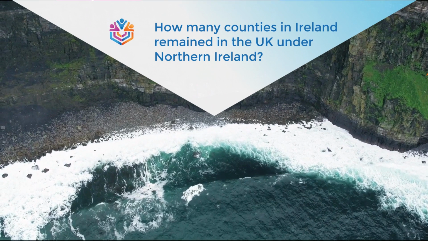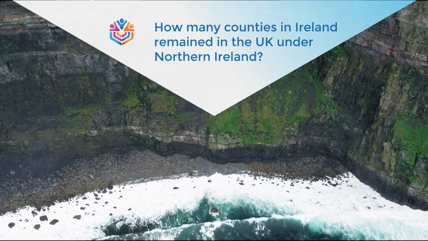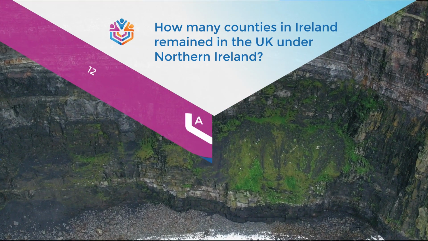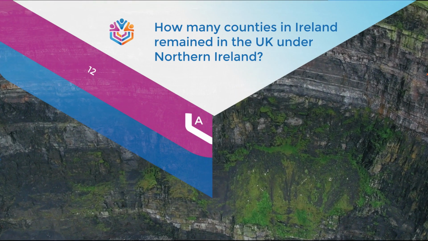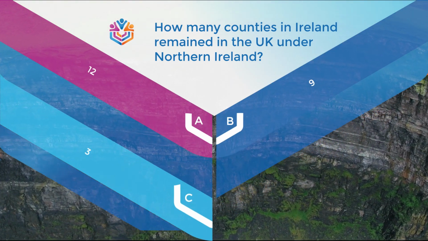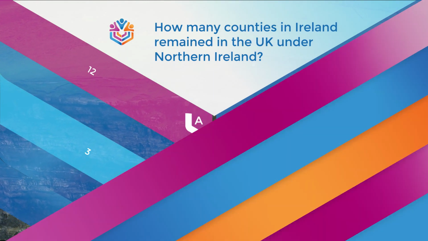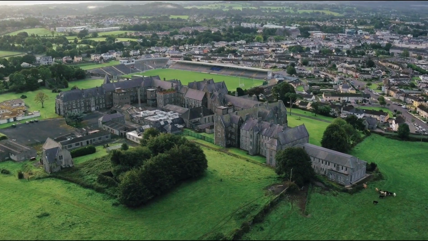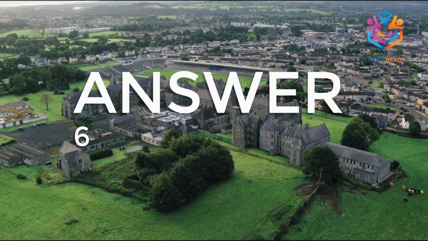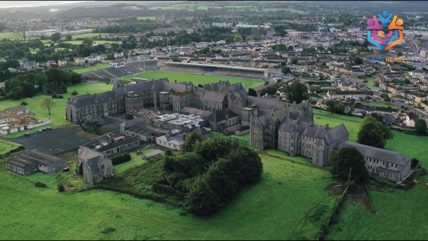24. How many counties in Ireland remained in the UK under Northern Ireland? A. 12. B. 9. C. 3. D. 6. Answer: 6. In 1921, a peace treaty was signed, and in 1922, Ireland became 2 countries.